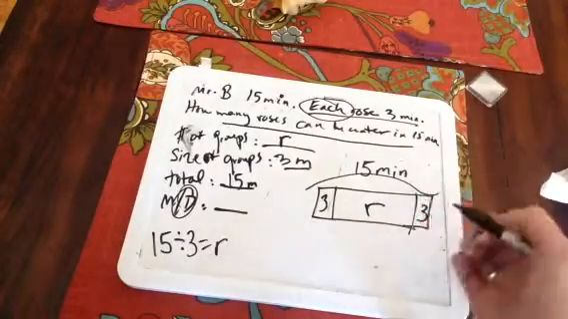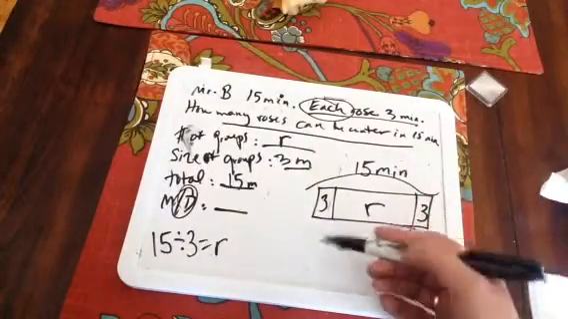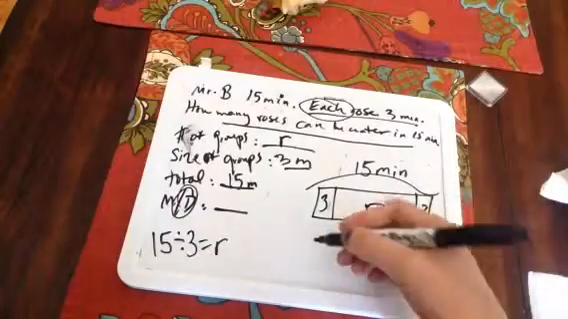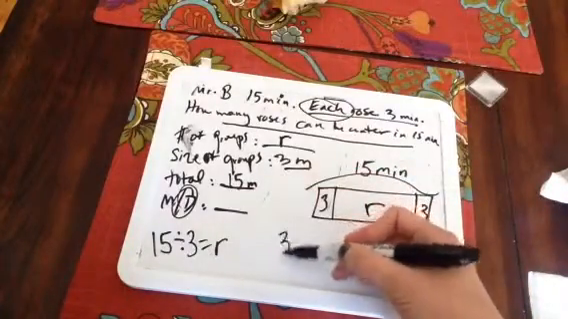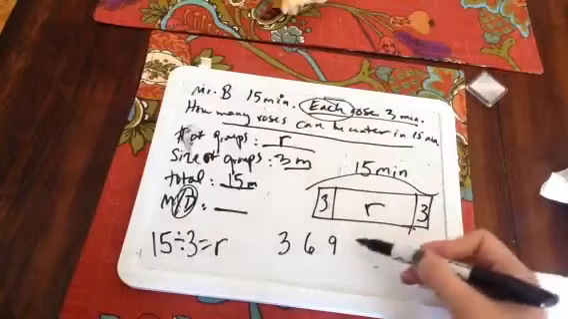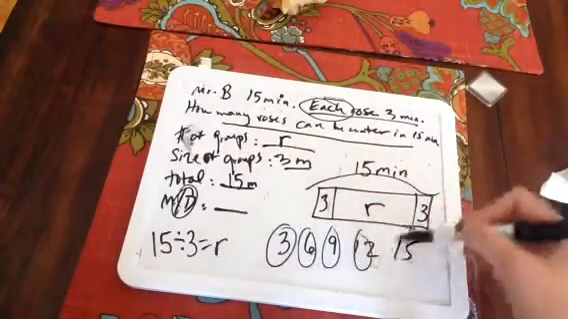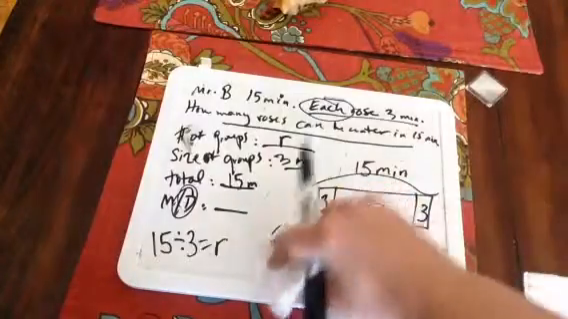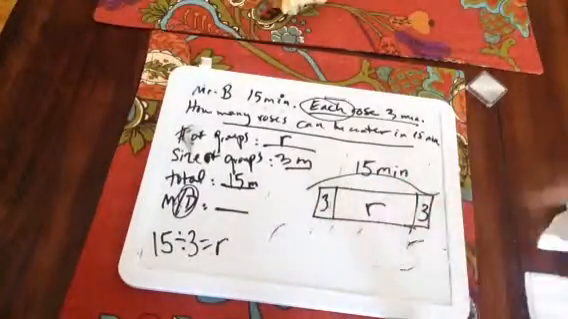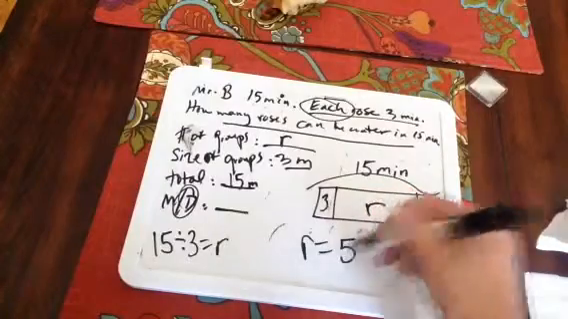Okay, so then you can count up. Let's try that until we reach 15, right? 3, 6, 9, 12, 15. How many do we got? 1, 2, 3, 4, 5. So our R is going to equal 5. So solving for R, that equals 5.